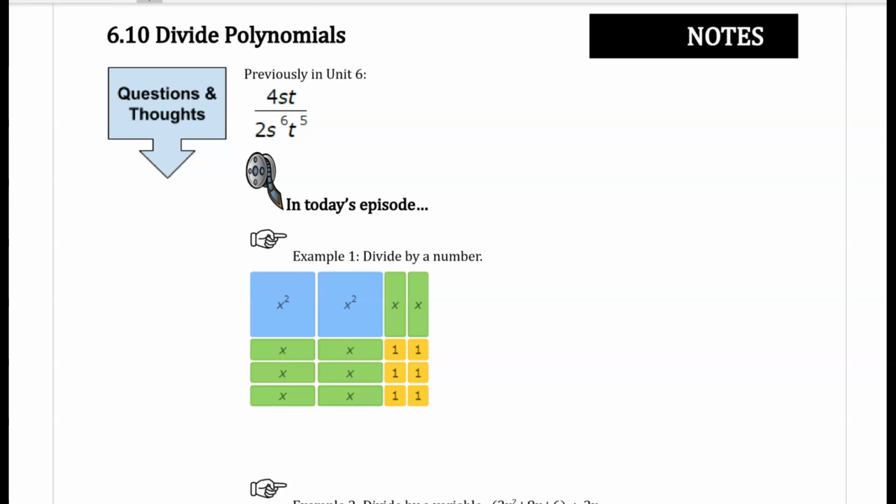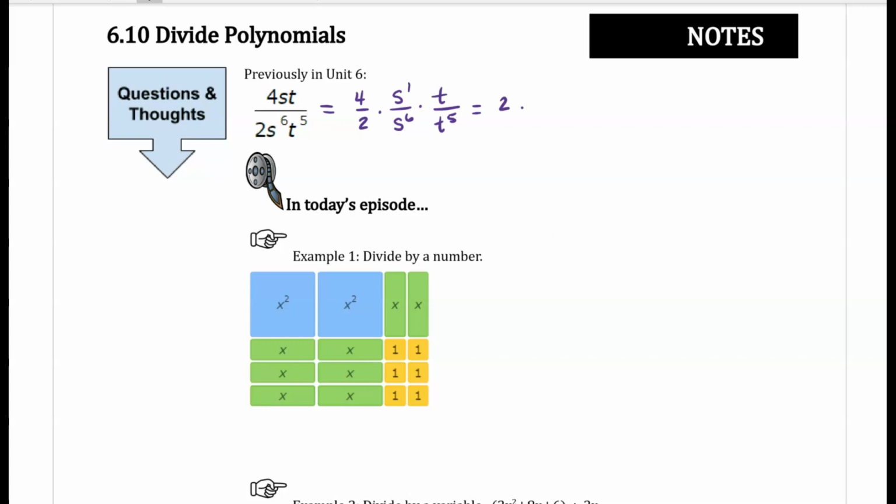And to do that, what we did was we thought about the number part of this fraction multiplied by the fraction with just a base of s, like s over s to the 6th power, and then multiplied by t over t to the 5th power. And then each of those little fractions we could simplify. 4 divided by 2 is 2. If we had s divided by s to the 6th, that's s to the 1st power.